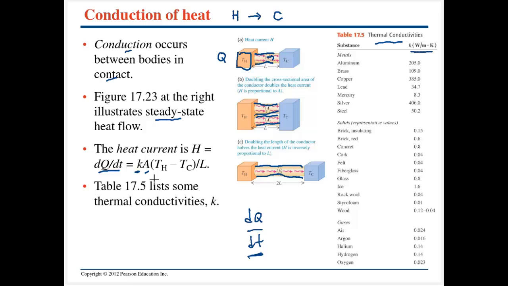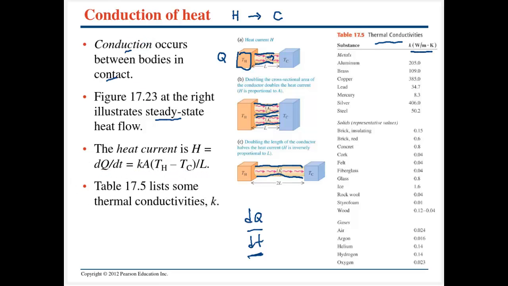The surface area, so how large is the tube that my heat is flowing through. The temperature difference, if you have a huge temperature difference, the heat's going to flow a lot faster. If you have a very small temperature difference, the heat's not going to flow very fast. Or if these are the same temperature, then you can see that heat is not going to flow at all because temperature hot would be equal to temperature cold. And all of these are going to be divided by the length.